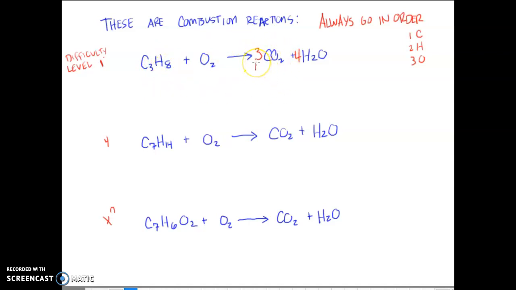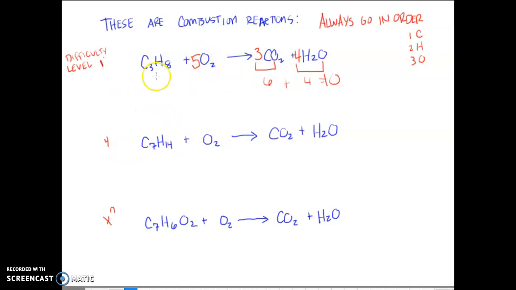Right here we have 6. And don't forget this one over here, you have 4. 6 and 4 is 10. That's not a 10, that's a 0. That's a pretty easy one to balance out. 10 divided by 2 is 5, so we put 5 right there.